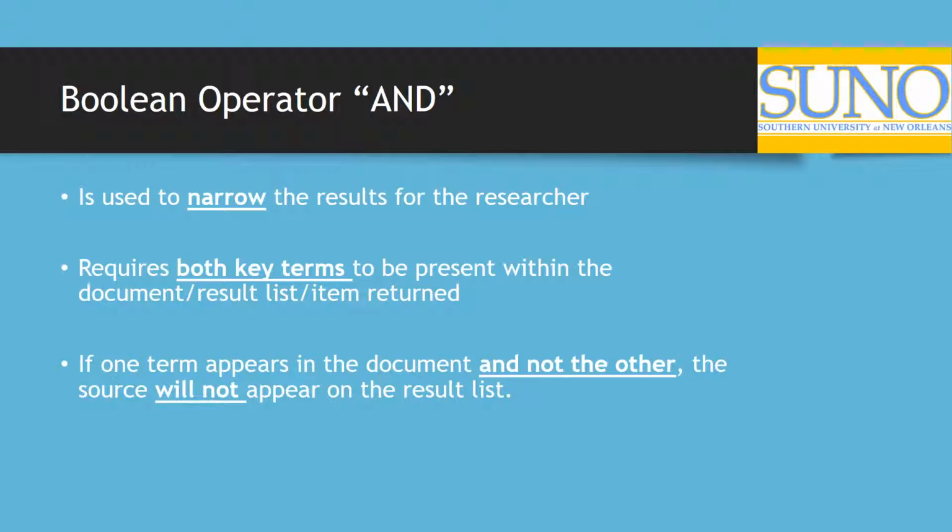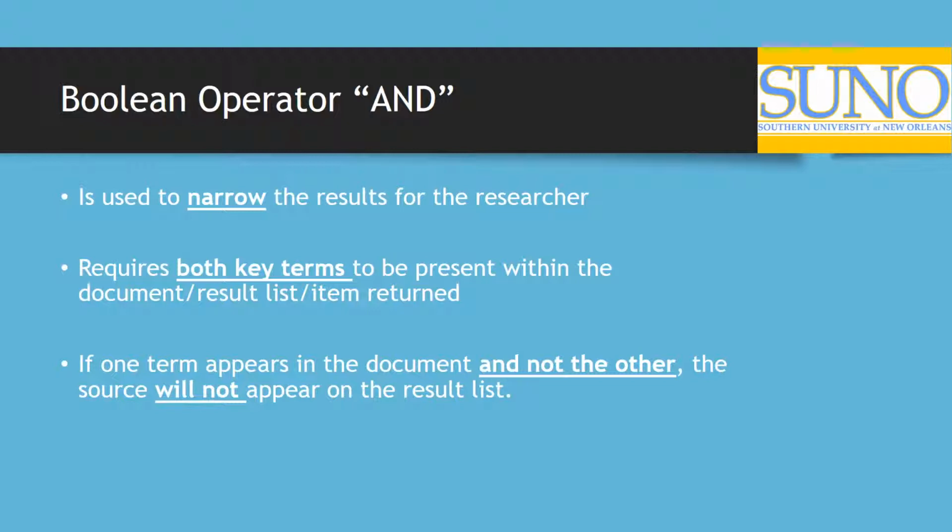The first Boolean operator I'm going to discuss with you is AND, which I like to call the primary Boolean operator because a lot of students tend to use this while they are searching within databases. It is used to narrow the results for the researcher. It requires all of your key terms to be present within the document, the results list, or the items that you have returned within the databases.